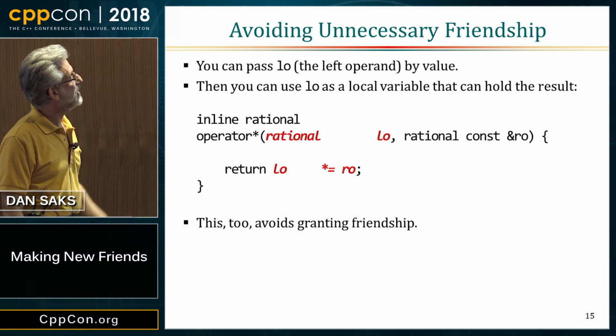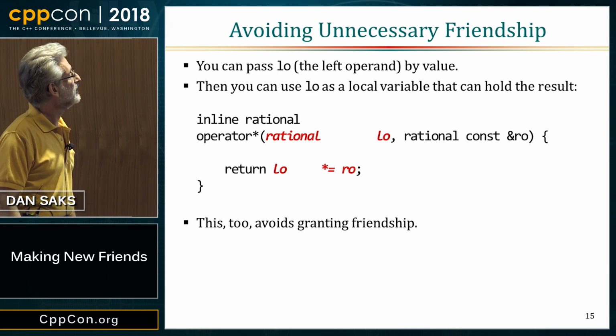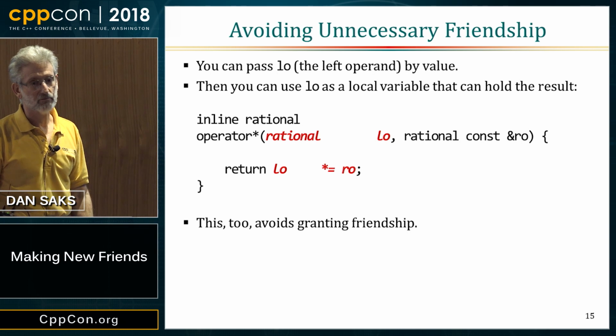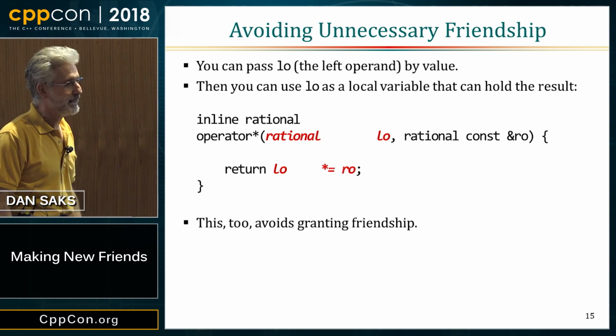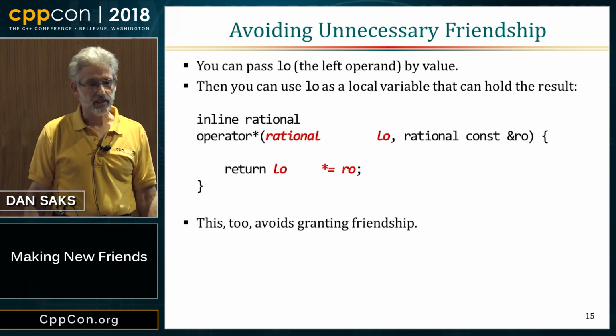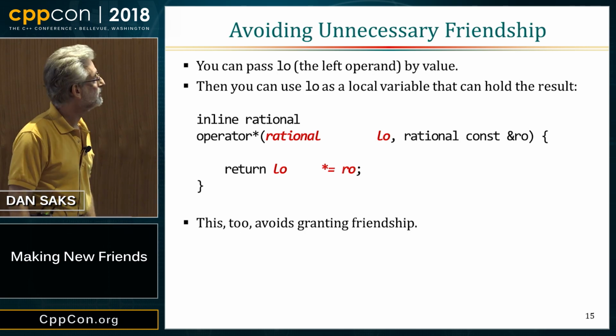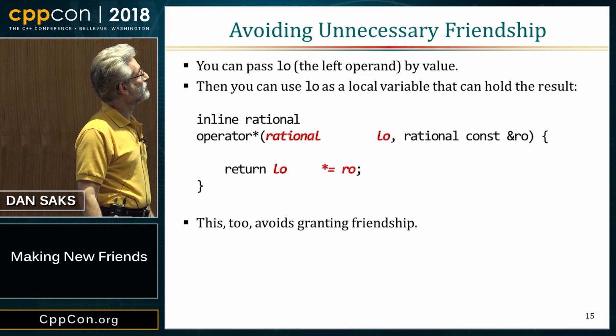I didn't really examine this carefully, but I suspect that modern compilers will do a pretty good job of optimizing both of these into the same thing. But if one is going to win, this one might be more conducive to optimization. And this avoids granting friendship.